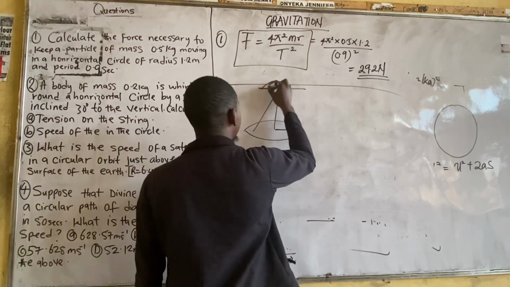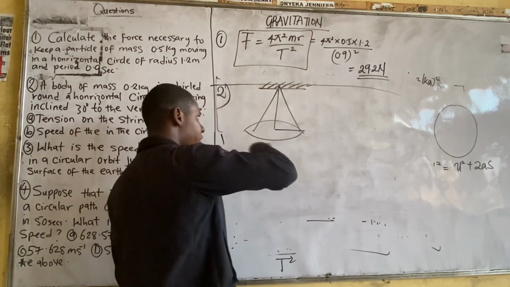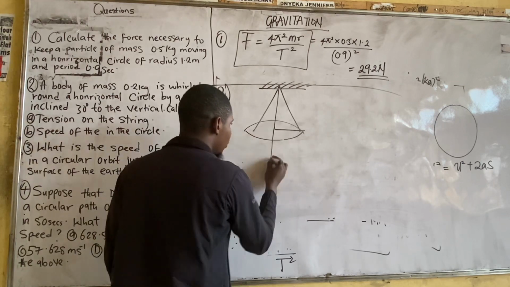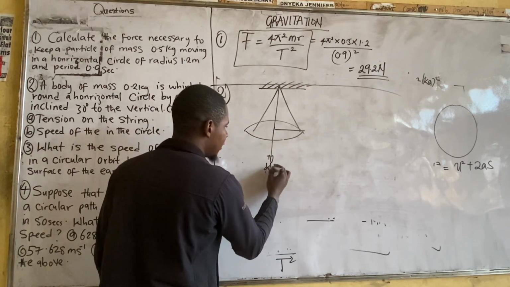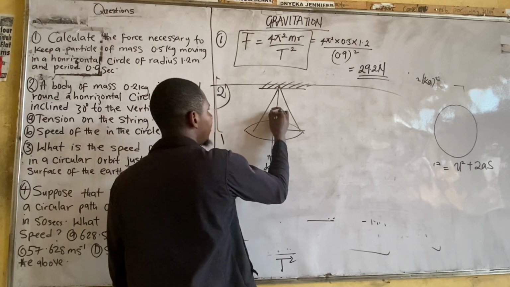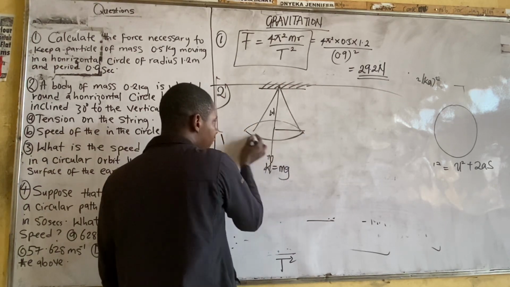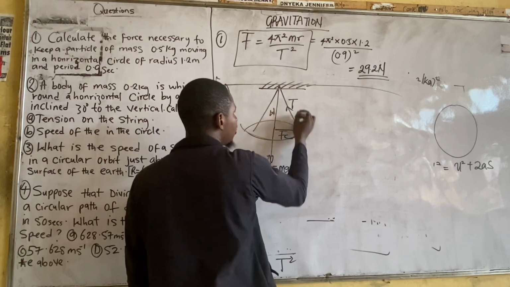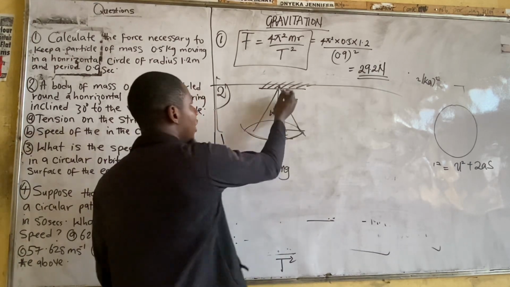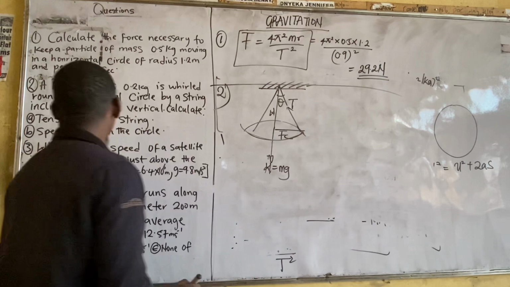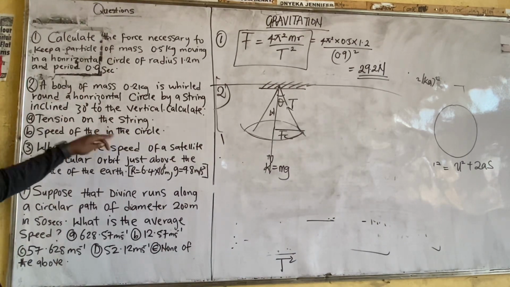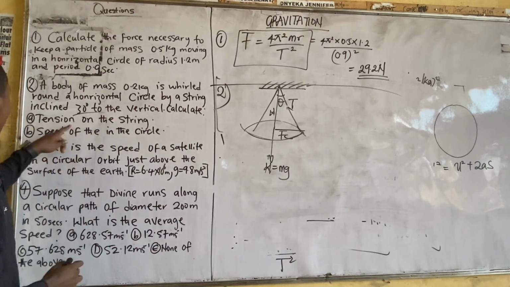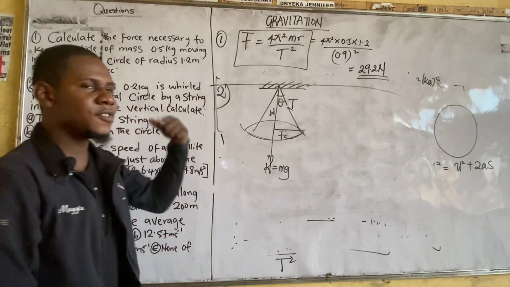Let's say that this body is here, it's whirling round. The weight of the body is going to be acting downwards, which is mg. So I'll take it as weight. The centripetal force is going to be acting here, and then there will be tension in the string, attached at an angle theta. We are given theta, and we are asked to determine the tension in this string.